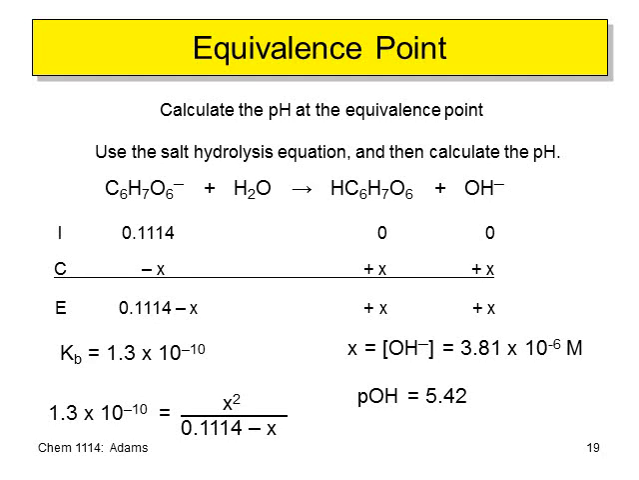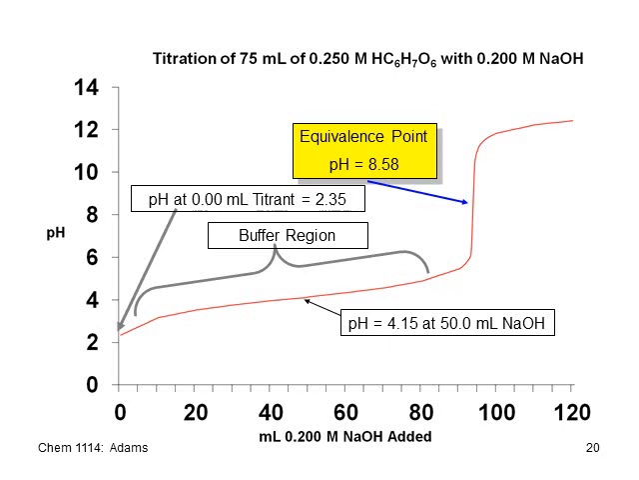And so when I take the negative log of the hydroxide ion concentration, I get a pOH. And by difference from 14, my pH is 8.58. This is exactly where we would expect it. The pH of a weak acid titrated with a strong base at the equivalence point must be greater than 7. Let's go ahead and put this point on the curve. And there it is.